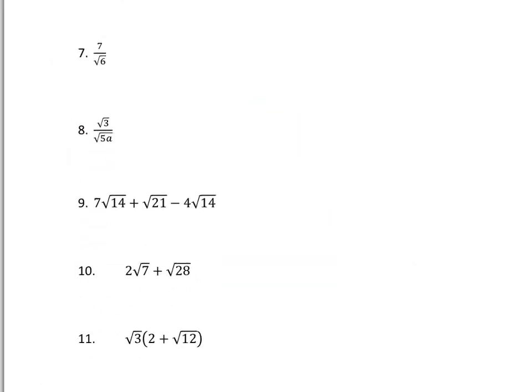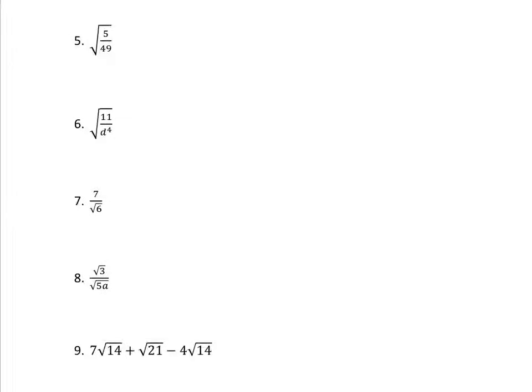Now some more examples here, working with rationalizing. Here on number 5, remember we can split this up by the quotient property, into square root of 5 over square root of 49, and we can just simplify as much as we can. Well, square root of 5 you can't do anything with, but square root of 49 we know is 7. So the answer to this is square root of 5 over 7.